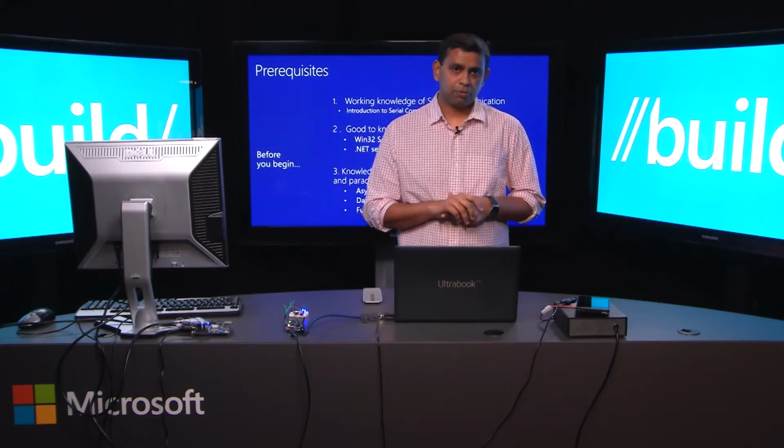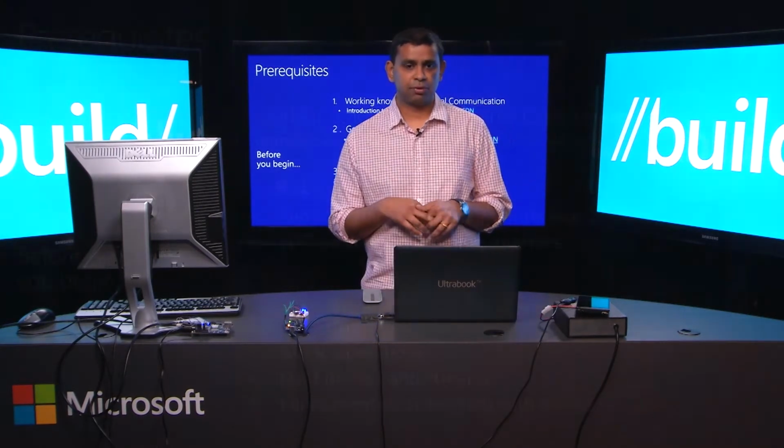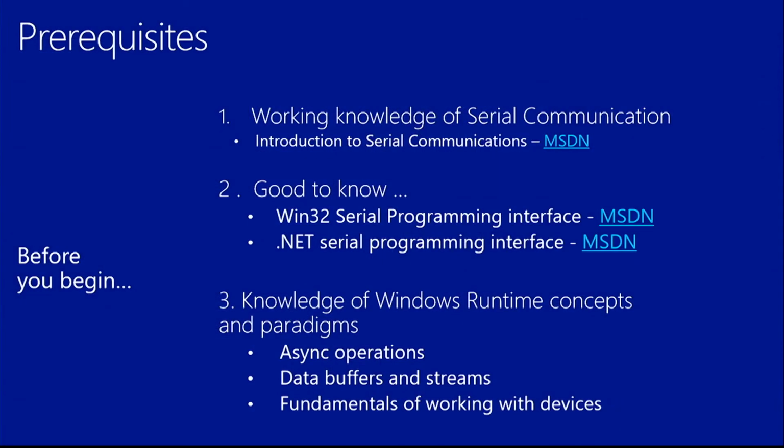So before we go into the depth of the talk, it would be good to set some prerequisites about what would be useful for you to absorb the content of this talk. First of all, it's important to know a little bit about how serial communication works. And a lot of the audience who's interested in writing WinRT apps for serial are probably familiar with the Win32 programming interface. It's probably good to know about that.